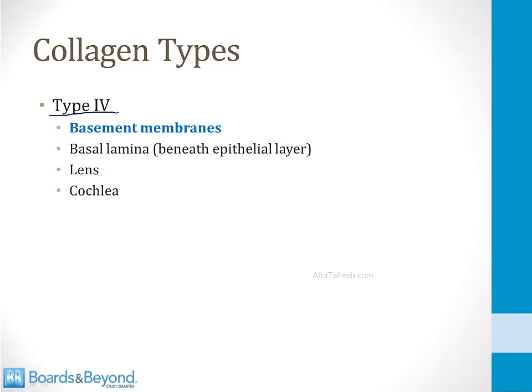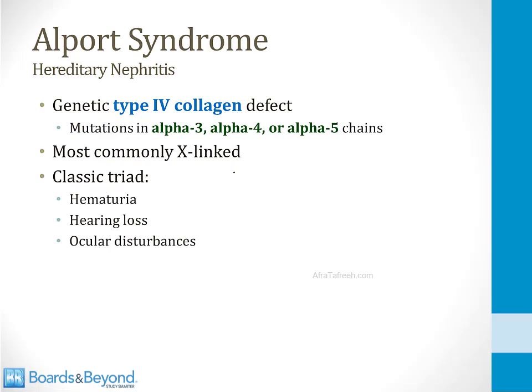The reason this type of collagen is important is because it's found in basement membranes. So you can find it in the basal lamina, beneath the epithelial layer, in many structures. You can also find it in the lens of the eye and in the cochlea of the ear. And if you understand those locations for type 4 collagen, then it's very easy to understand the rare genetic disorder Alport syndrome, which is also called hereditary nephritis. This condition is caused by a genetic type 4 collagen defect.